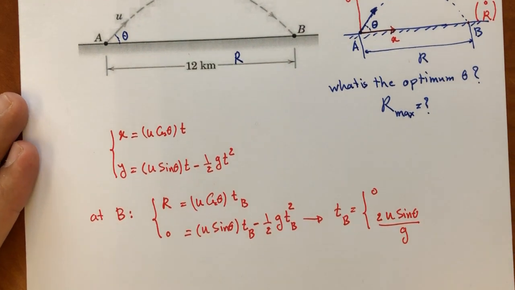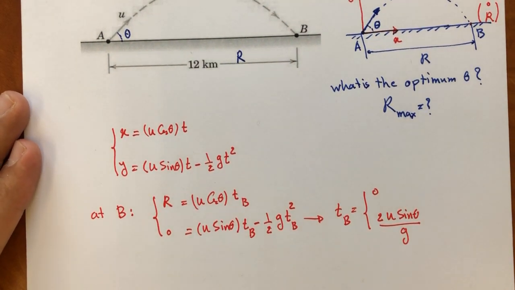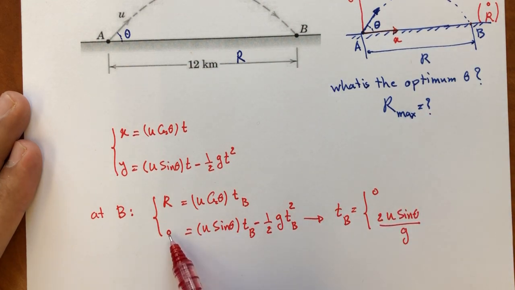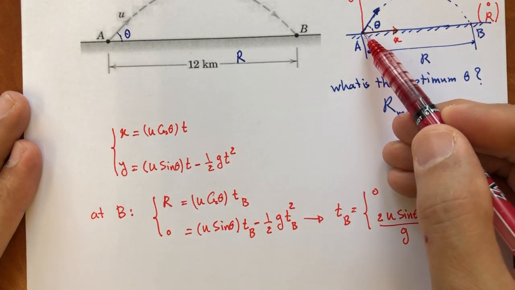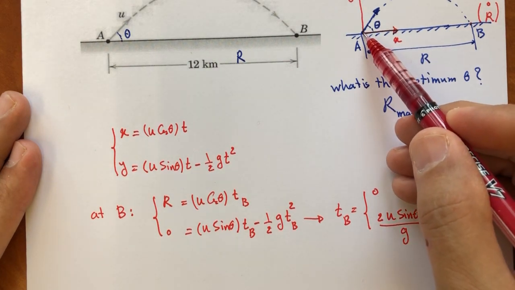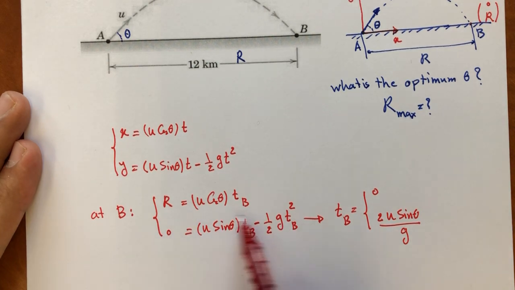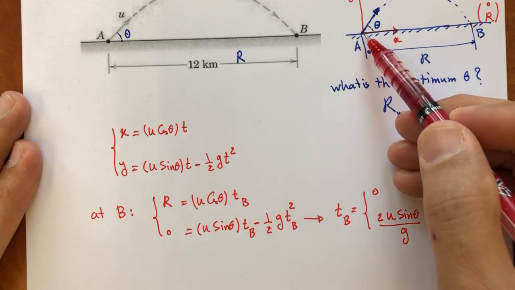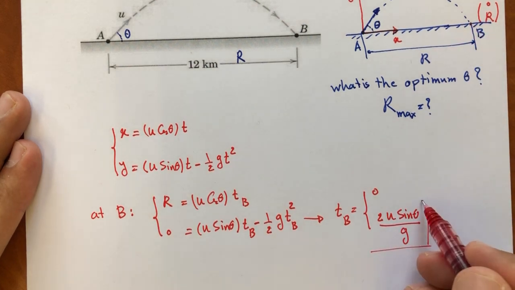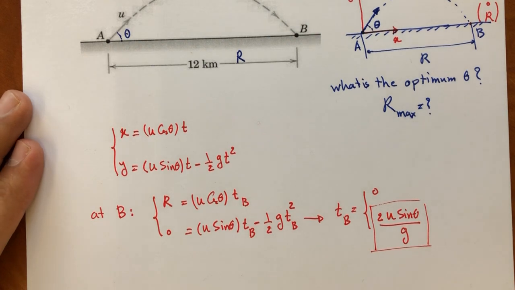So which one is the acceptable solution, the acceptable time? Of course, this is going to be the time that we are looking for. 0 is the other point where y is equal to 0, which is the starting point. The physical meaning of that solution is the starting point, because I'm finding this time from this equation, and this equation means when y goes to 0. The first solution belongs to this point, and the second solution belongs to the second time that y goes to 0. So this is going to be the time and our acceptable solution.